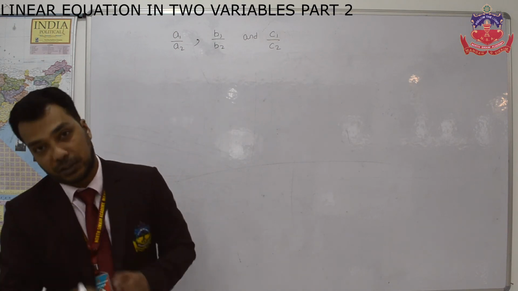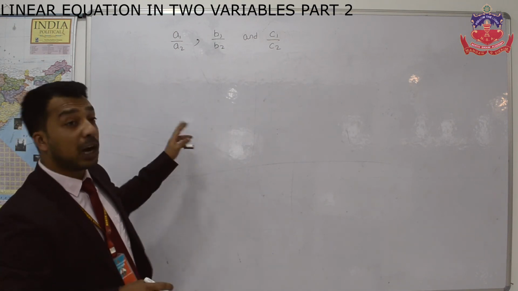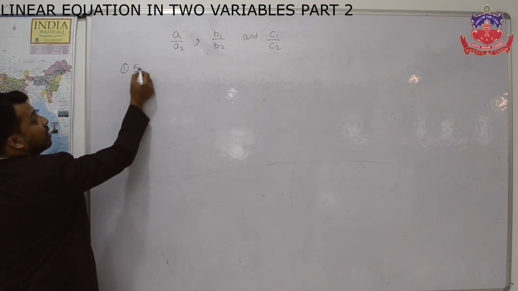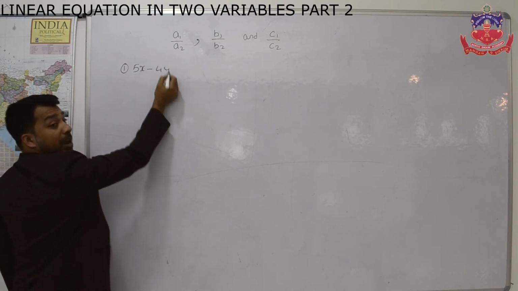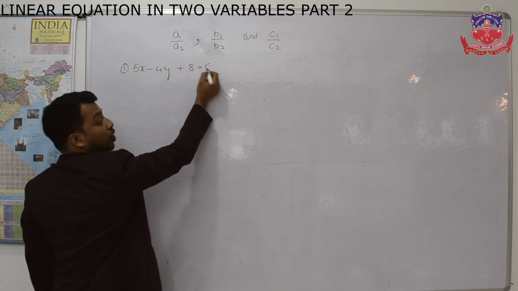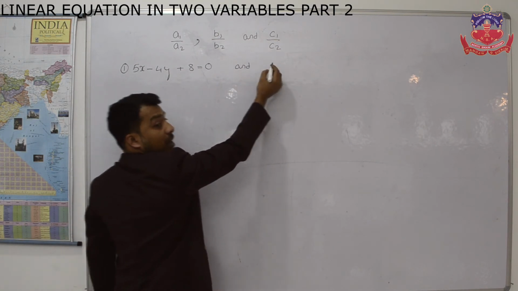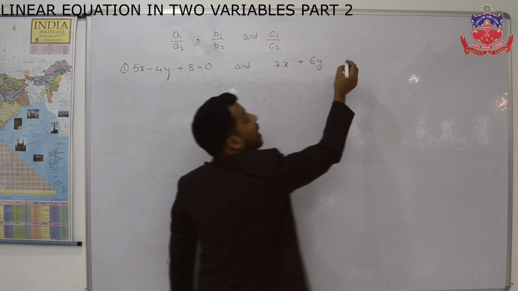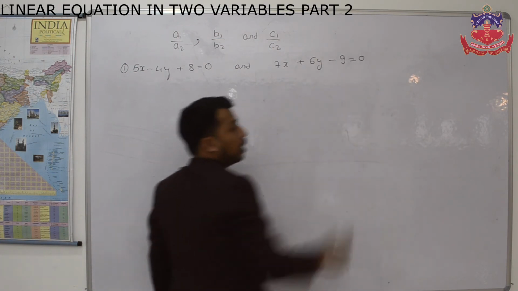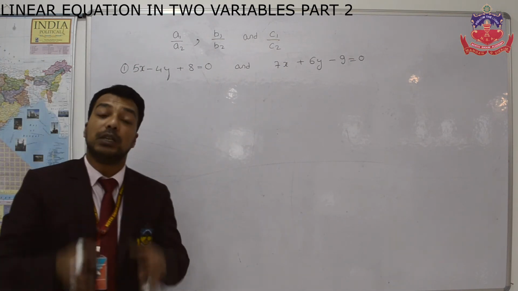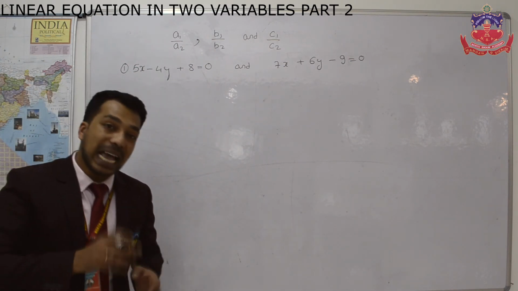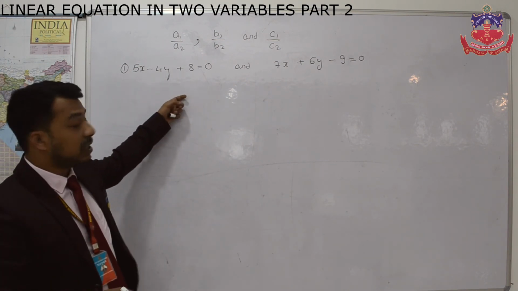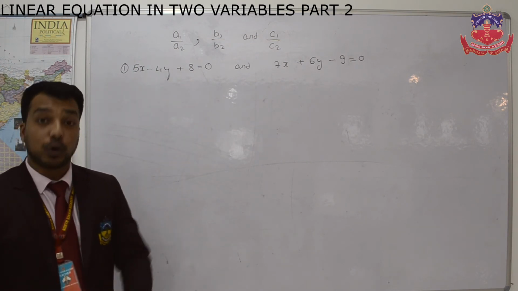For the time being, we are going to start with the first example, number 1: 5x minus 4y plus 8 equals 0, and the other one, 7x plus 6y minus 9 equals 0. In this example, you are going to compare the ratios and then determine whether the lines are intersecting, parallel or coincident. So how do you solve this?